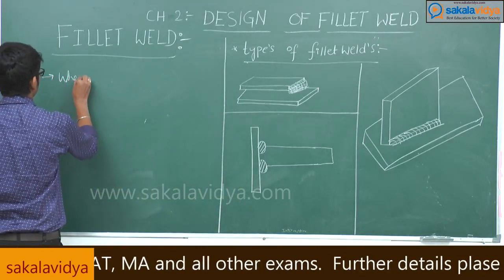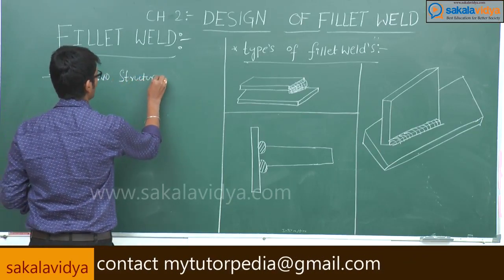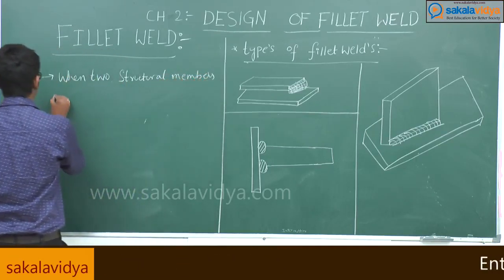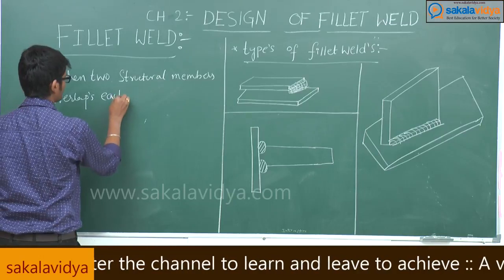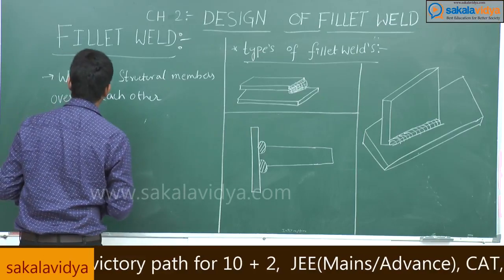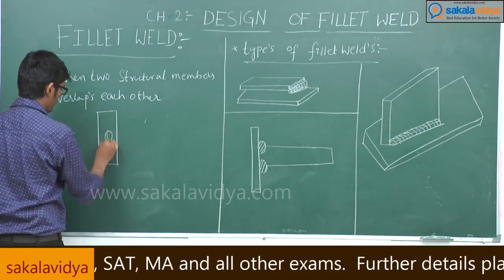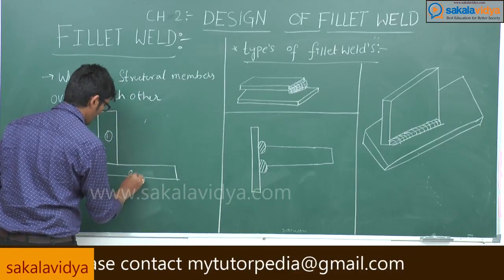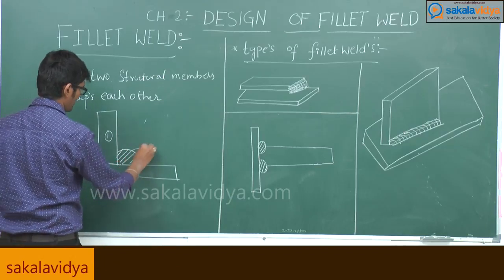When two structural elements or members overlap each other, it leads to the formation of fillet welds. For example, we have structural element 1 and one more structural element 2, and they overlap here. If we do a weld here, this type of weld is known as fillet weld.